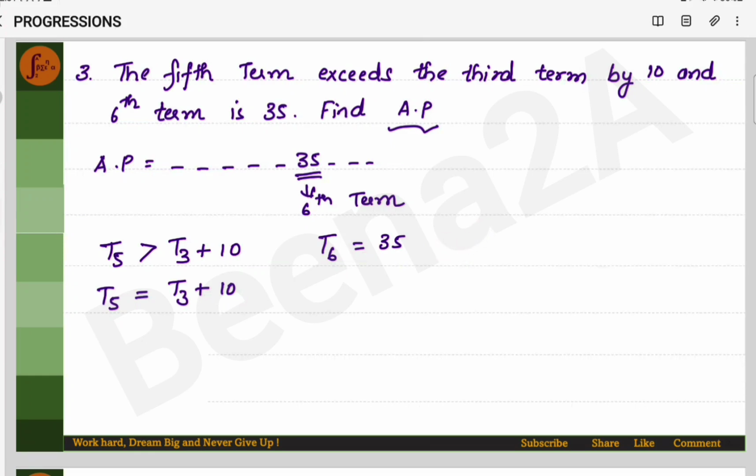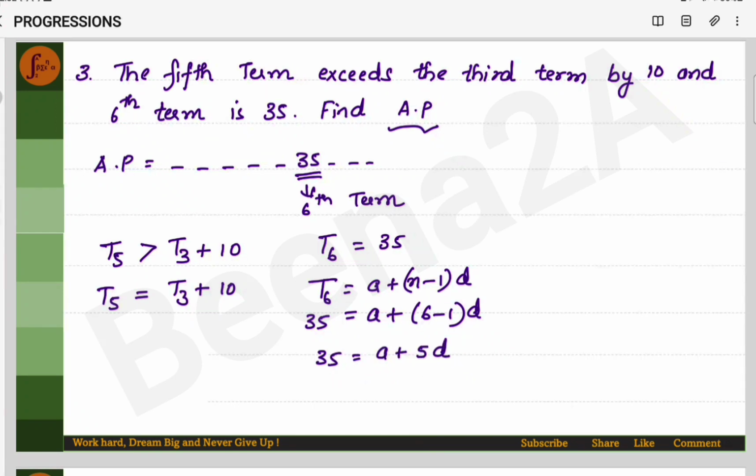What is T6? Let's use the term formula. T6 is A plus N minus 1 into D. What is A? We don't know. What is N? N is 6, so 6 minus 1 into D. We don't know what D is. T6 is 35, so 35 is equal to A plus 5D. Let's call this equation 1.